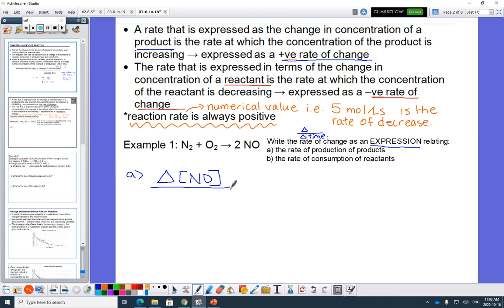Why did I start with the product? Because that's what the question says. Okay? We're going to do both. So change in the concentration of NO. Why NO? It's the product.